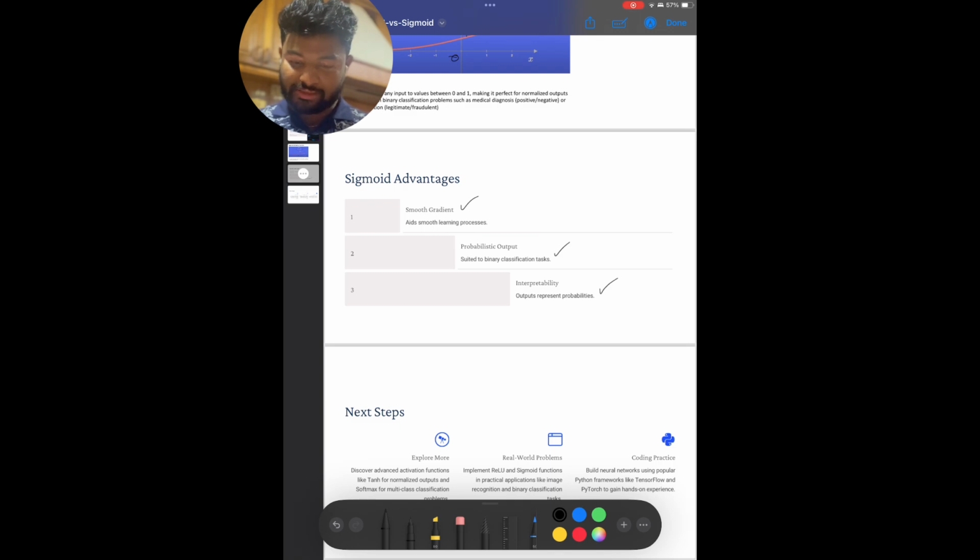Next time, I'm going to show you the code right now. Try to put forward some kind of real world problem statement and try to implement this activation function of ReLU and Sigmoid. And of course, explore more and have that curiosity to get more and more concepts, try to put forward new concepts and all.